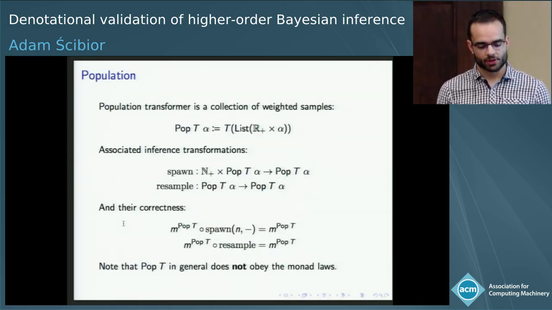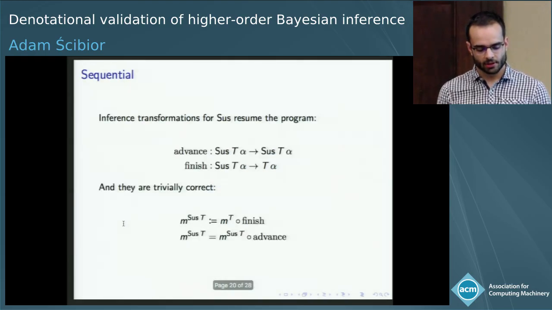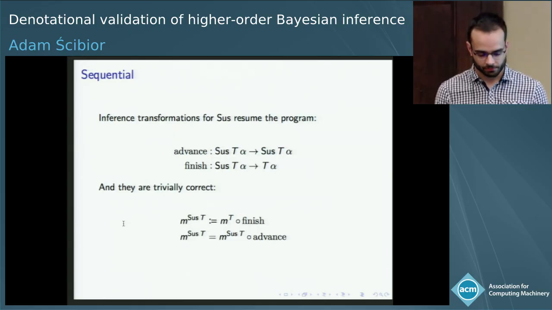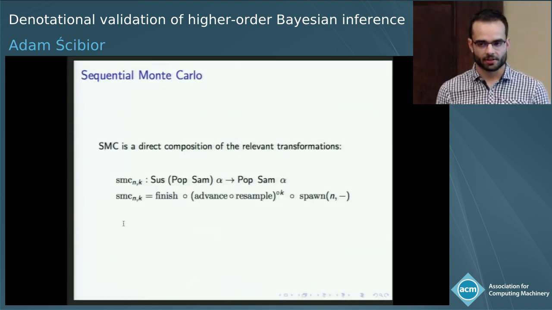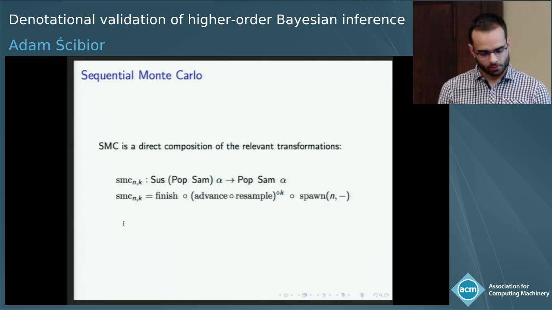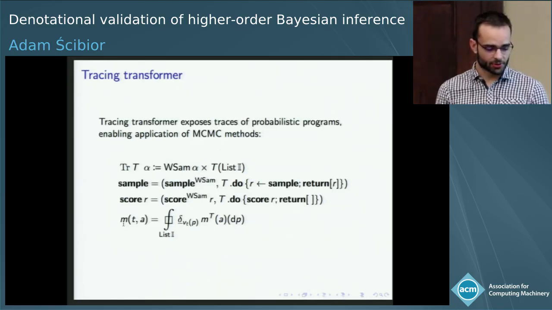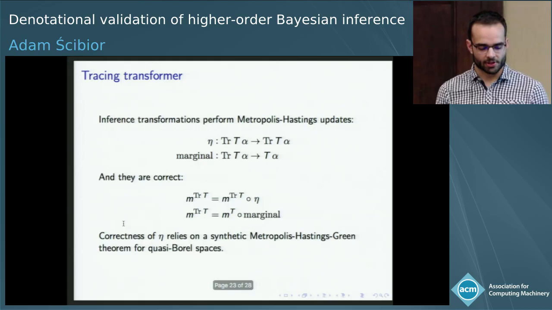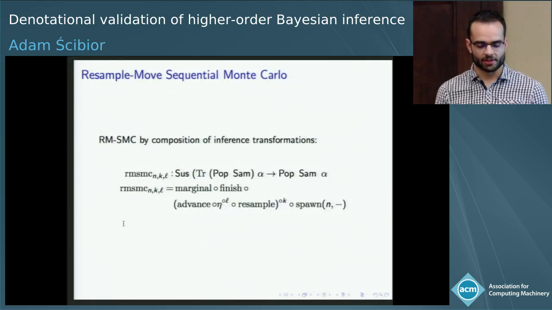And the inference transformations associated with these are defined abstractly in terms of the transformed representation. So I have a spawn and resample for the population, and I have an advance and finish for suspension. And we show that these are correct, and then we obtain the implementation of sequential Monte Carlo by composing these. I'm not going to tell you about the tracing transformer because I don't have time, but this is an additional step that allows us to do MCMC, and we can just plug it in to obtain the resample-move SMC implementation. So all I have to do is just stick this additional layer into the inference stack.